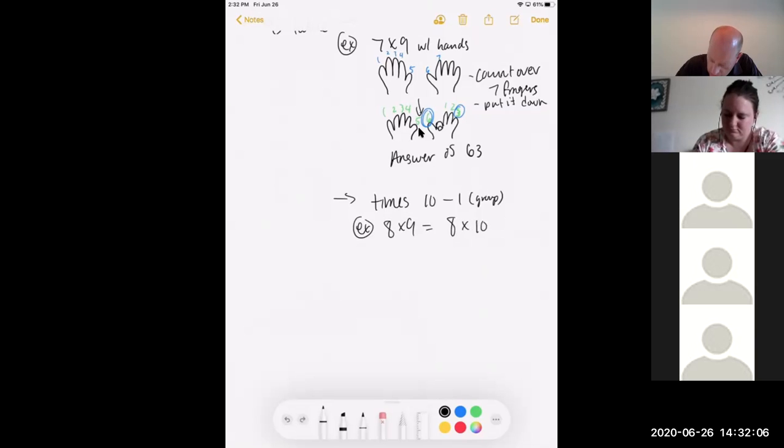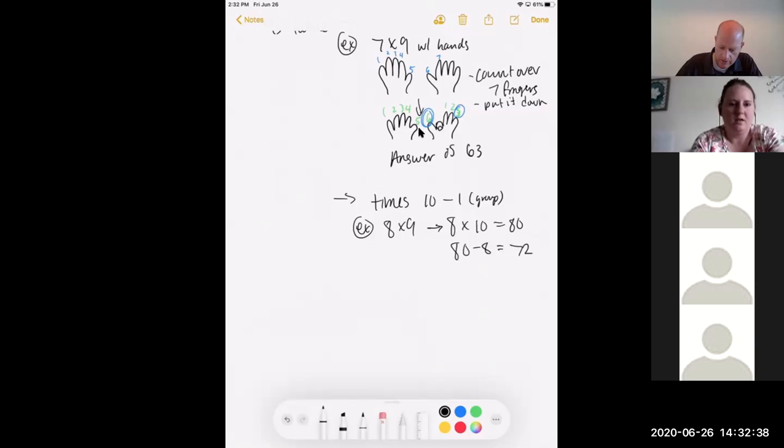So 8 times 10, which was 80. And then I did subtraction of a group of 8. So we have 80 minus my group of 8 is 72. So that's how you can get times it by 10 and then subtract one more group of whatever your number is, if you're multiplying by 9. Okay, so there's that one.